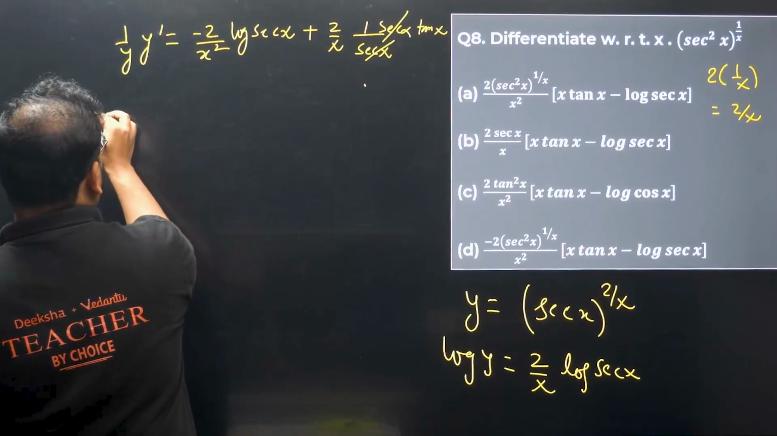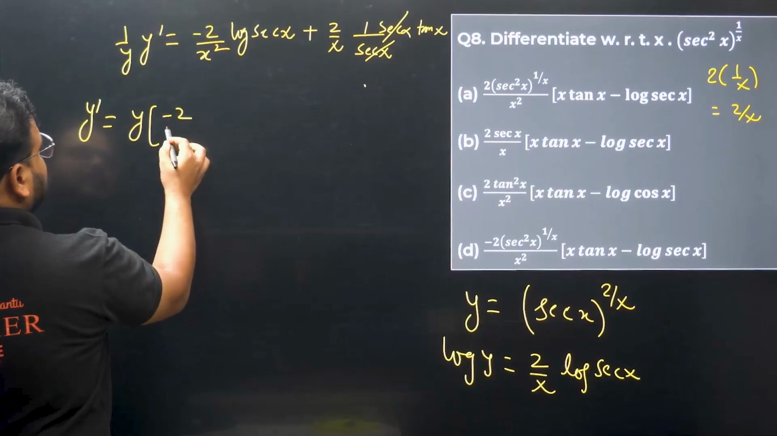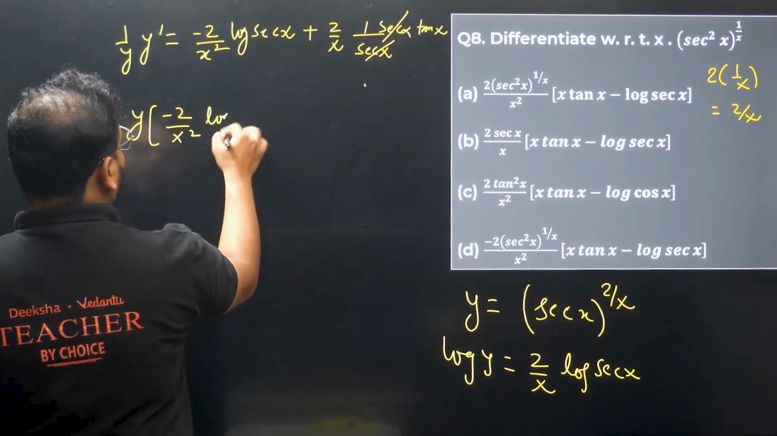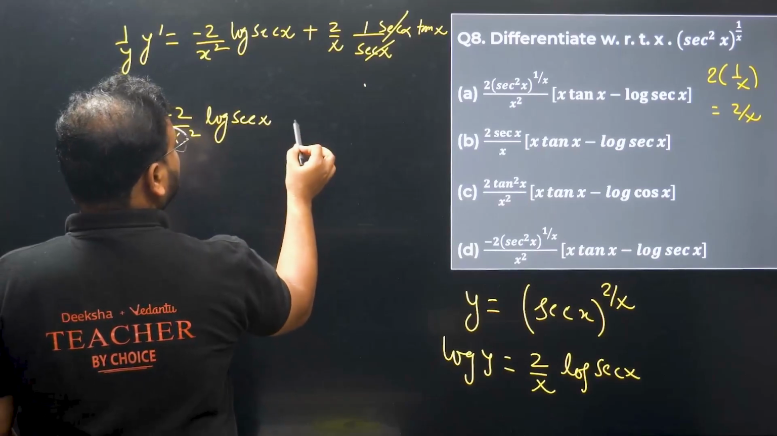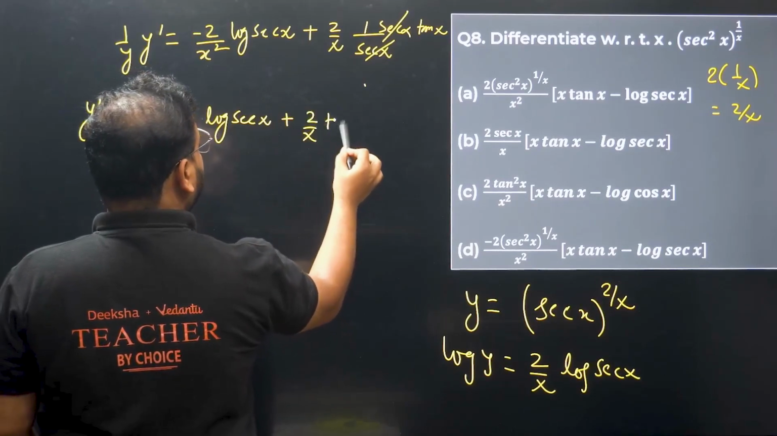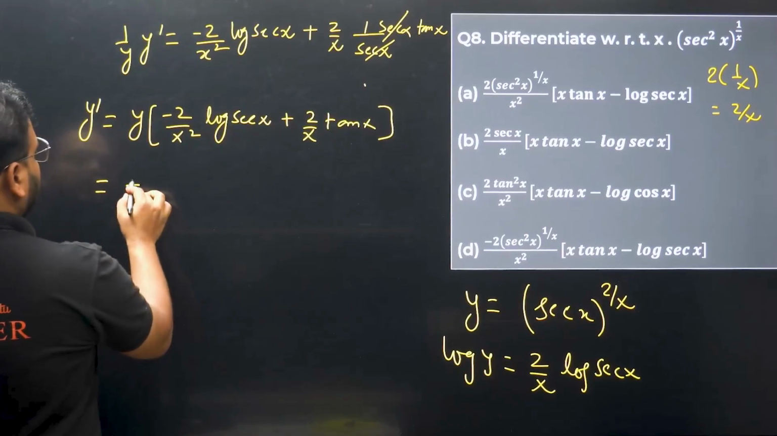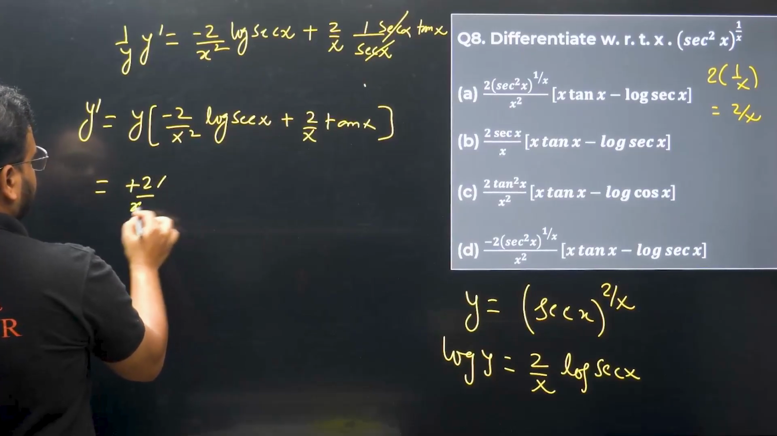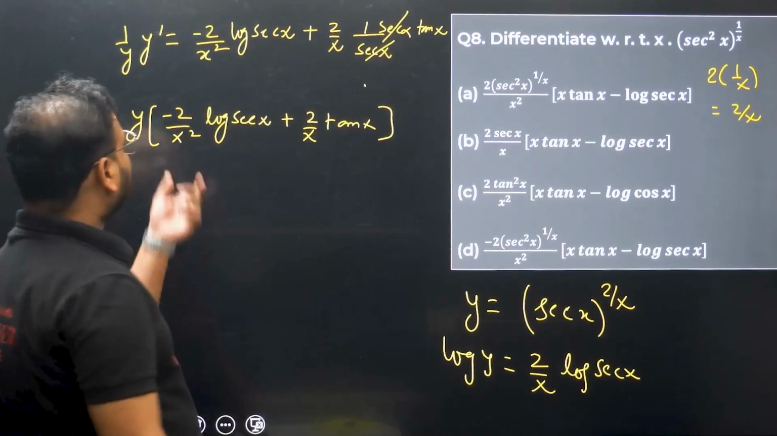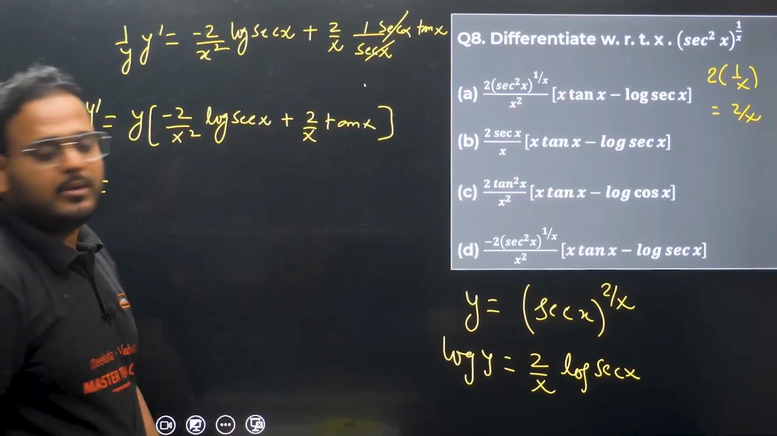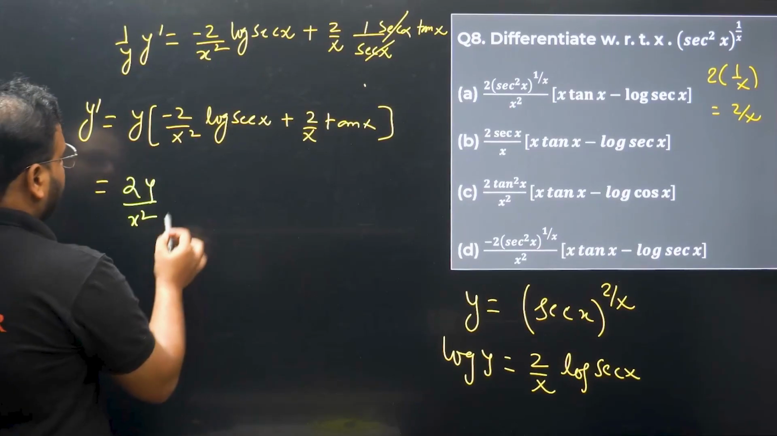Okay. So I have y dash equals to y times of minus 2 by x square log sec x, okay, and this is nothing but plus 2 by x tan x. Something is common, right? We can take 2 by x square common. So we have over here 2 by x square, we have 2 by x. I'm taking 2 by x square common, so we'll have 2y upon x square common, which gives me what?